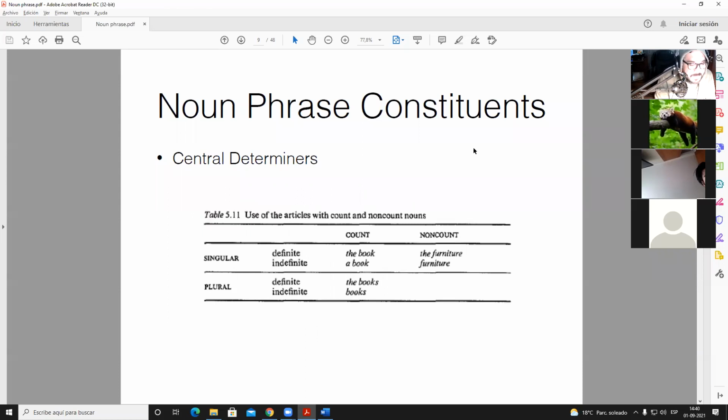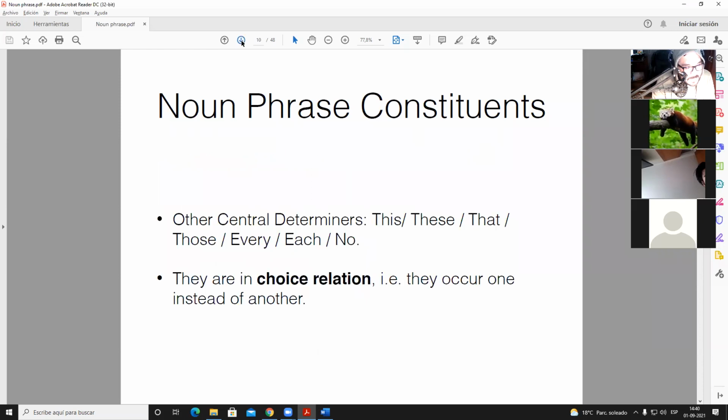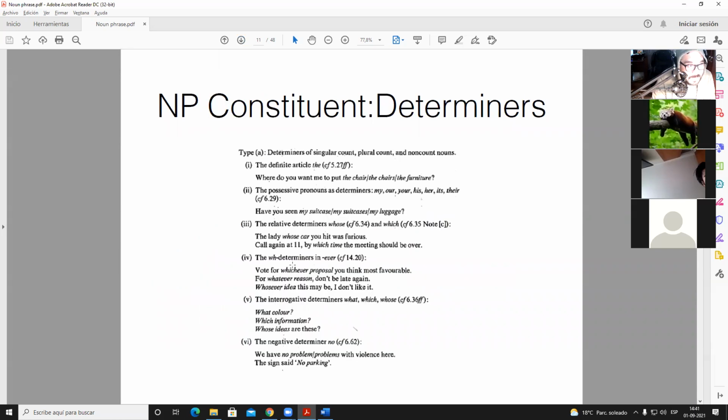Central determiners, right? Central determiners then are articles. And then here we have some other central determiners. In this case, those are the demonstrative ones. No, those are the quantifiers. The idea of choice relation, nothing new. And here we have central determiners, right?